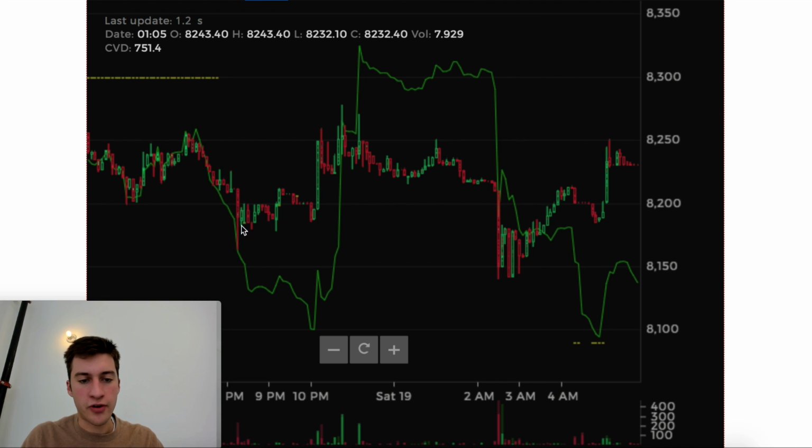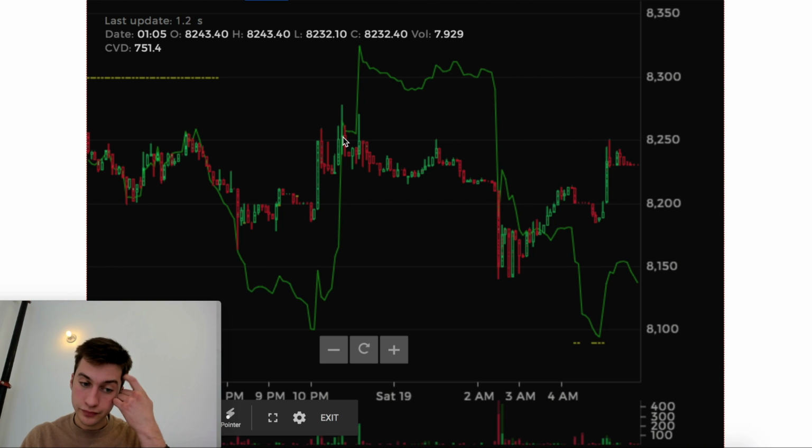We see a rapid fall off in CVD, and not only that, but as price goes up and then begins to climb back down, we see another fall off in CVD here. So this is showing us that many traders have already sold. So this is probably a pretty good spot to buy. Price naturally goes higher after all those traders sell.